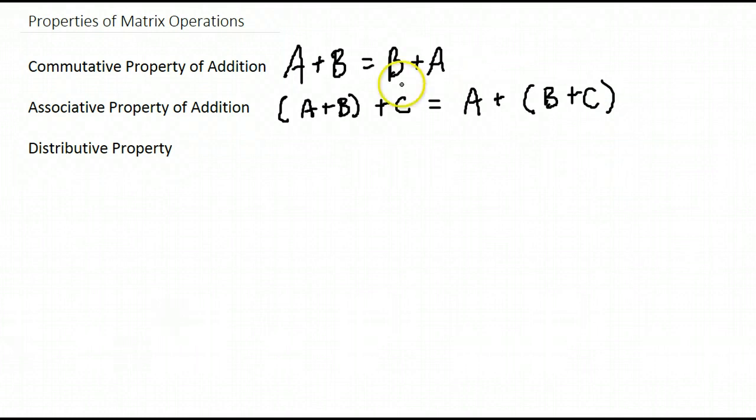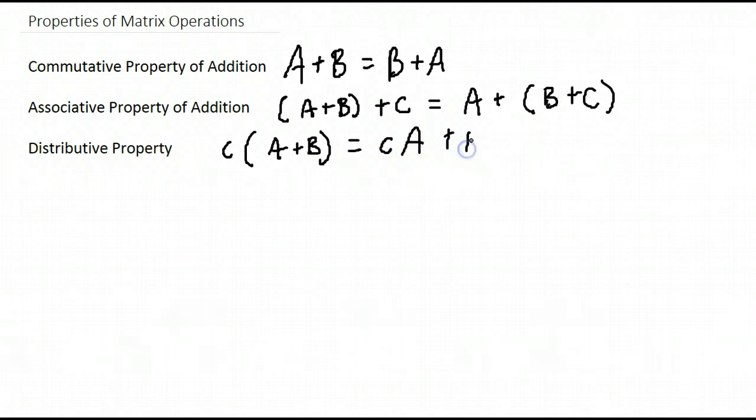And last but not least is the distributive property. If we have C open parentheses A plus B close parentheses, that equals CA plus CB. Basically multiplying that C to everything inside of those parentheses.